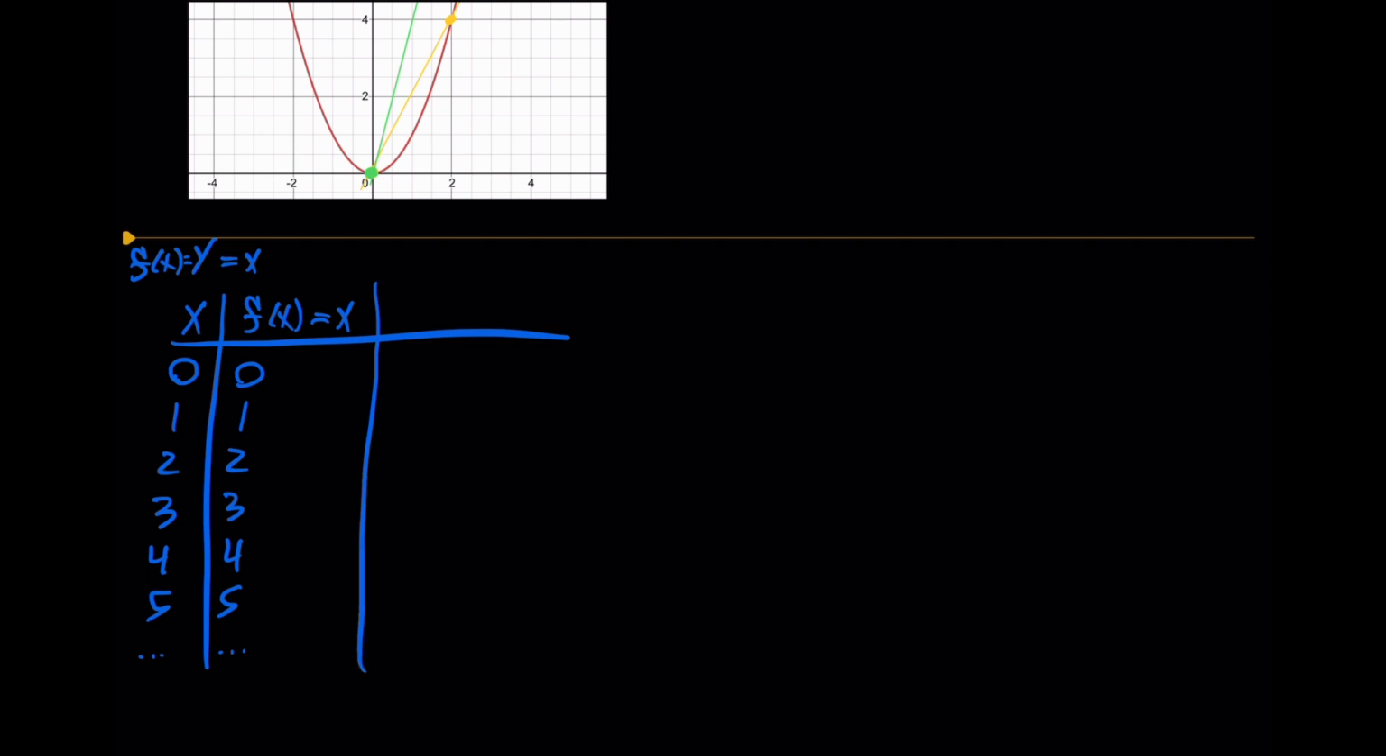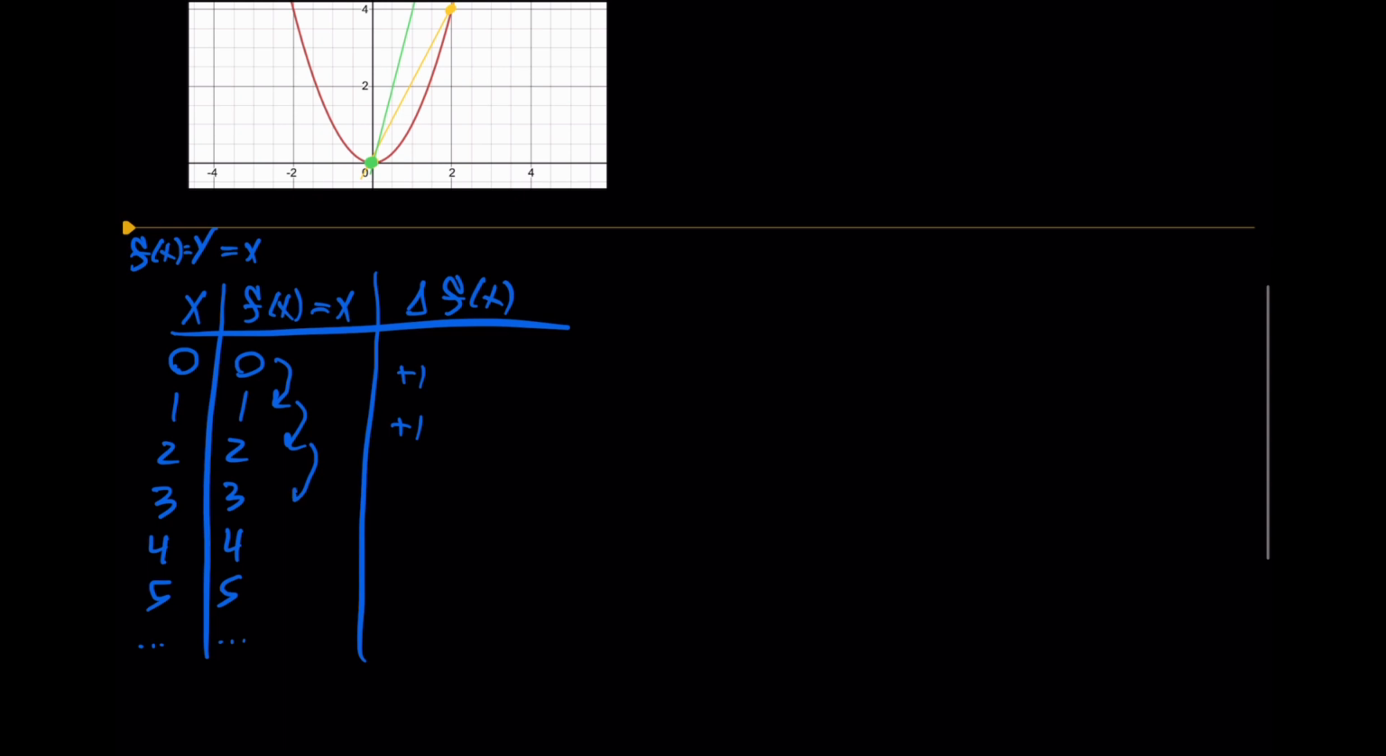But now let's consider the change. Let's call this delta f of x. From 0 to 1, plus 1. A change in 1. 1 to 2, well, that's also plus 1. 2 to 3, plus 1. 3 to 4, plus 1. 4 to 5, plus 1. And so on and so forth. Clearly, there's a pattern. And by the way, in calculus, we would call this the derivative. In algebra, we would just say that's the slope. There's a constant rate of change, just of plus 1.